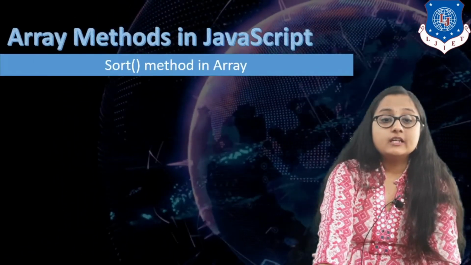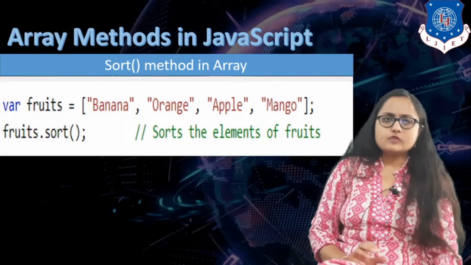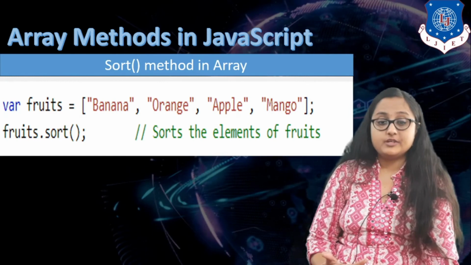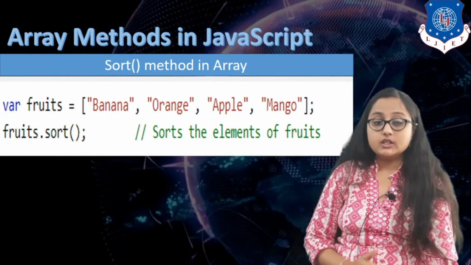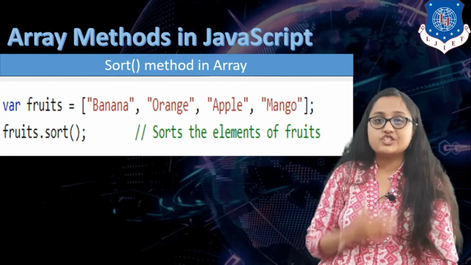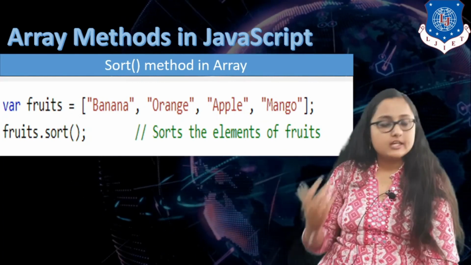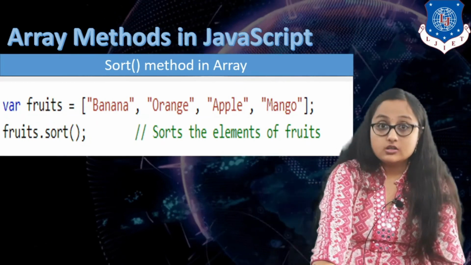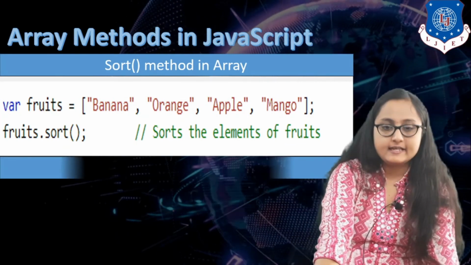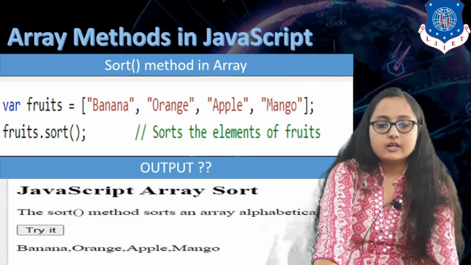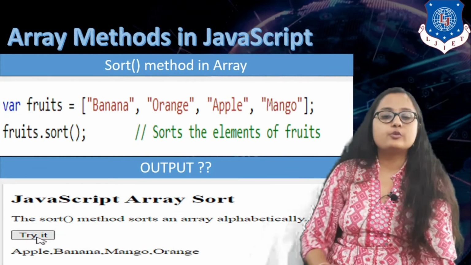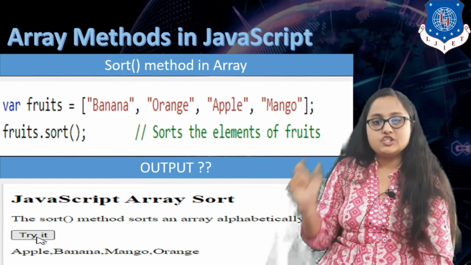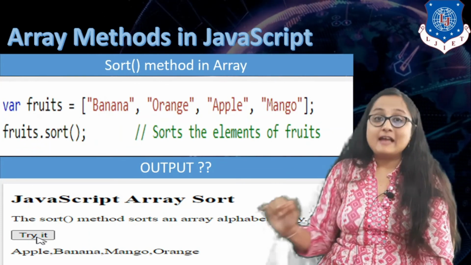The next method in array is the sort method. Many a times it is a necessity that you sort the array alphabetically. So here you can see that I have again this fruits array, banana, orange, apple and mango, which are unsorted alphabetically, or it is also used for numbers as well. Fruits dot sort, if you call this array method sort on any array, it will sort the output. So if I click on the Try it button, my array will be sorted alphabetically. So instead of banana, orange, apple and mango, I will get apple, banana, mango and orange, right?